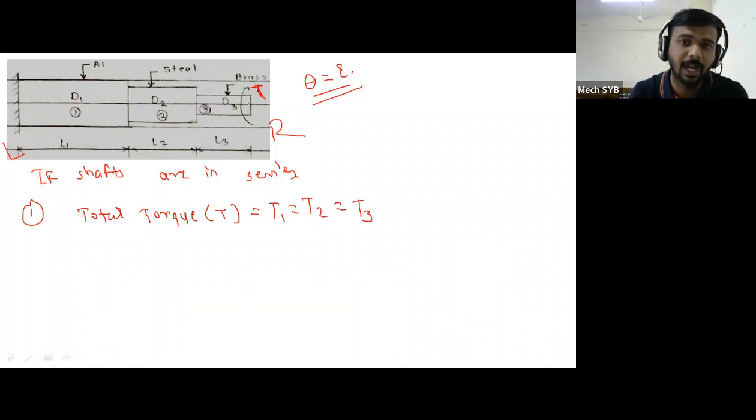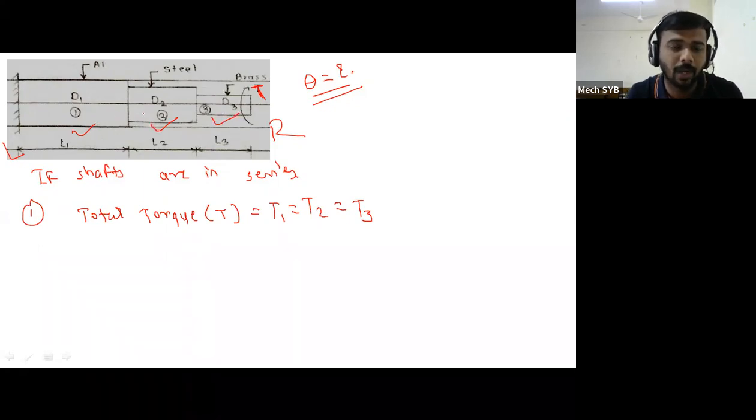Even though this torque is applied at the free end and it is applied on the brass, here we have to consider one condition, that is total torque is equal to T1 is equal to T2 is equal to T3, because shaft number 1 and 2 are connected to each other, shaft number 2 and 3 they are connected to each other.